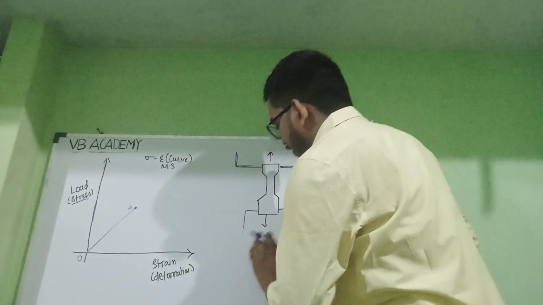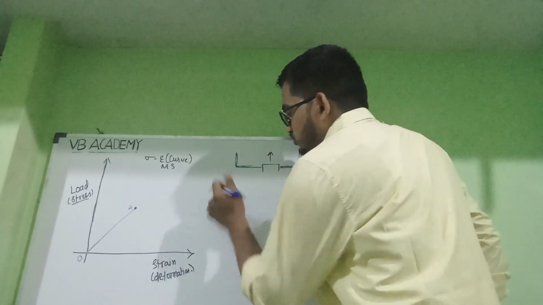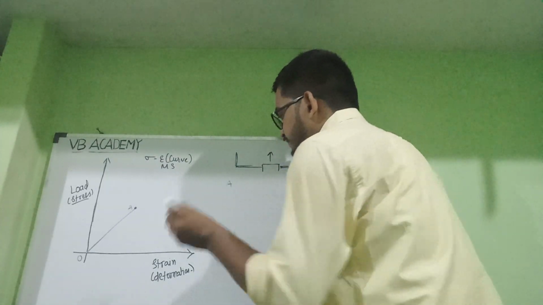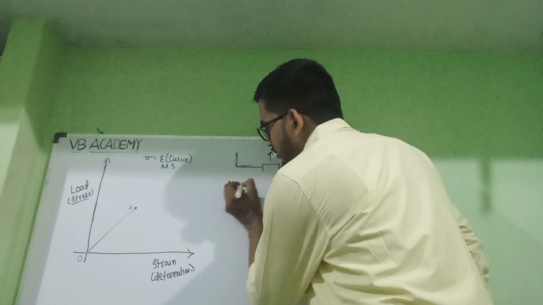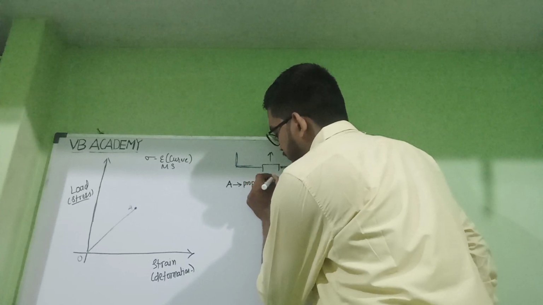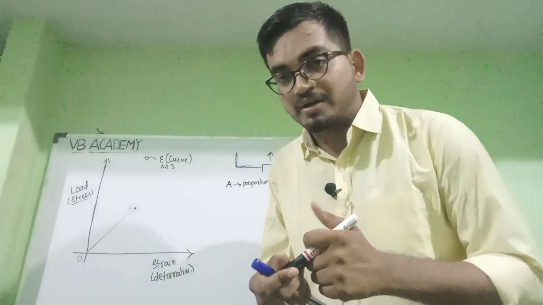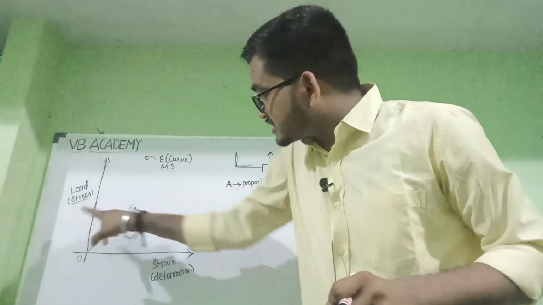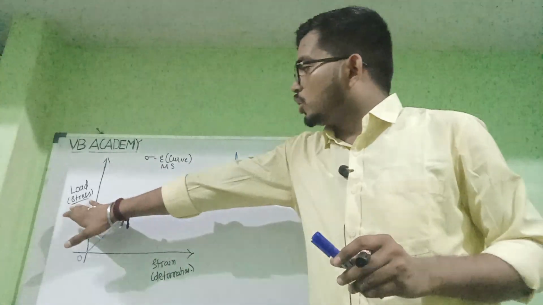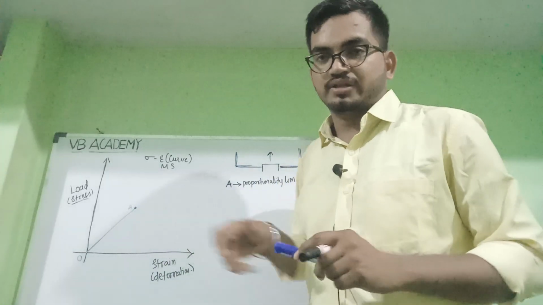Point A is the proportionality limit. What is meant by proportionality limit here? Within this limit, the stress is directly proportional to the strain. You are getting my point? So the load is directly proportional to the deformation. Within this limit, the linear relation will be there between these.